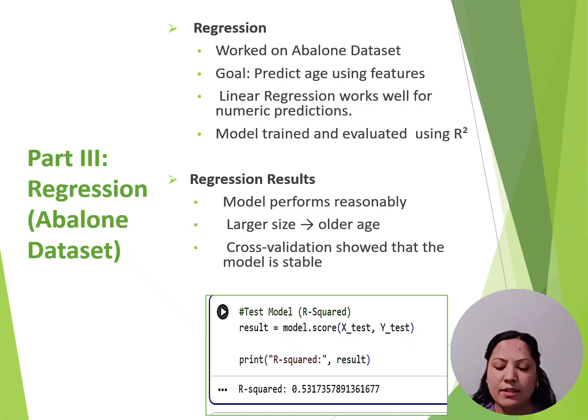I also tested the model using a new data set. It was able to predict age correctly based on physical features like size and weight. And at the end, I use cross validation, which shows that the model is stable. You can also see from the picture that the R square result is 0.531.